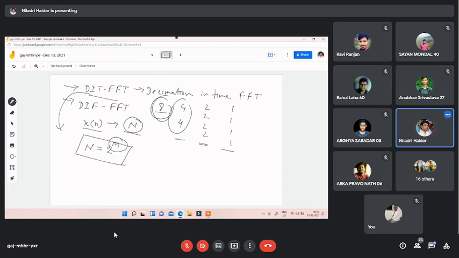That is the first thing. The second thing is that you have to break that sequence x(n) into 2 parts. Individual 2 parts means you are getting 2 sequences here, x1(n) and x2(n). From x(n) you are getting x1(n) and x2(n). In the next step, you will split x1(n) again into 2 parts and x2(n) into 2 parts, like that.